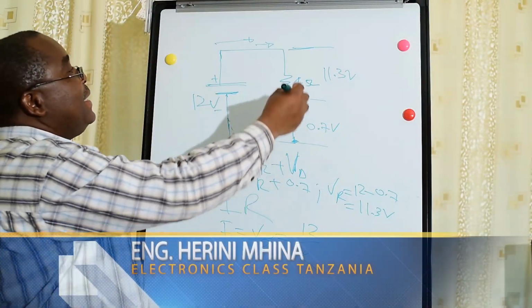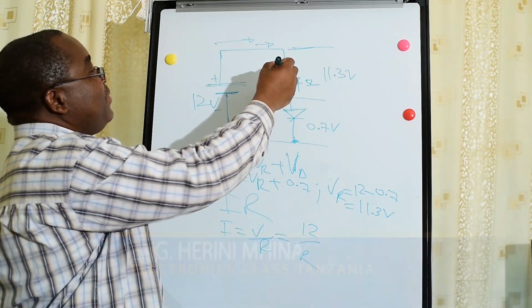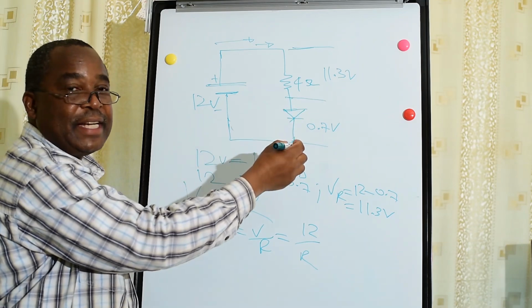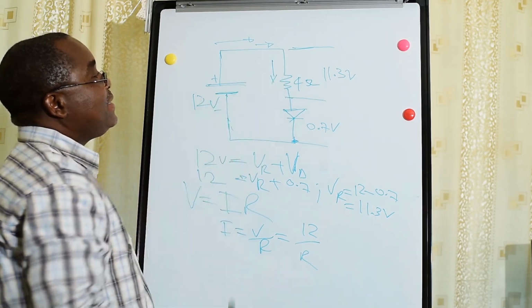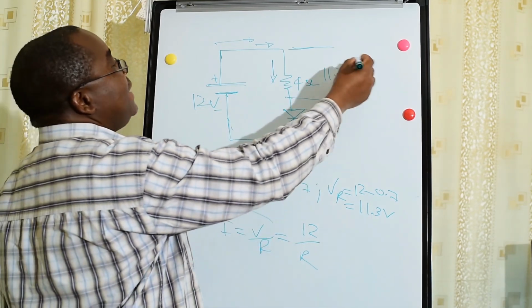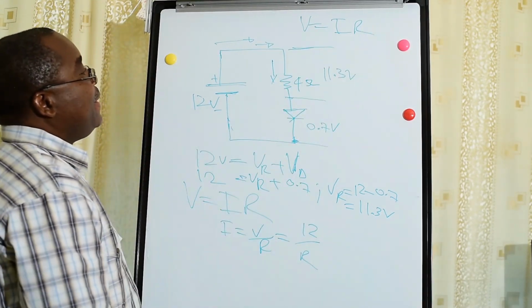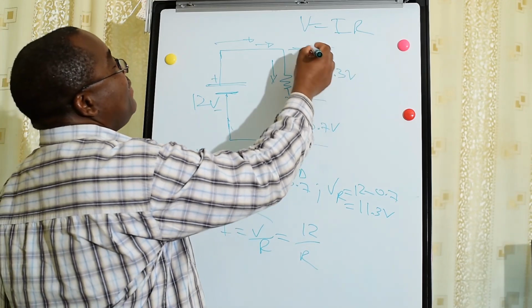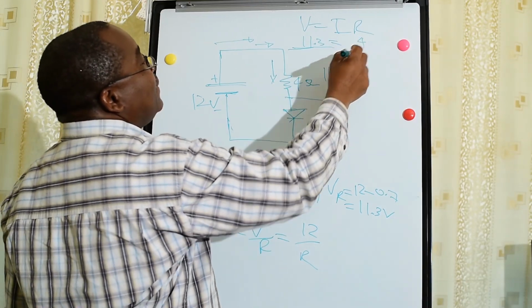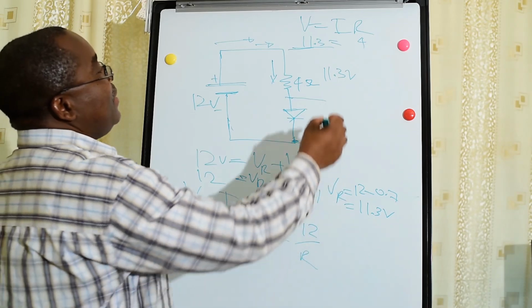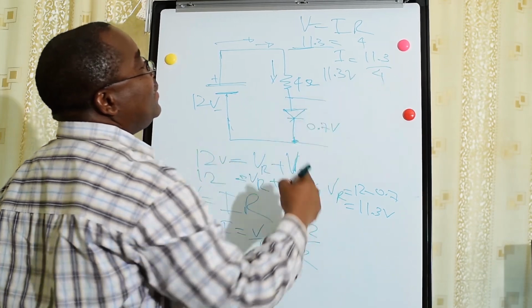In a series circuit, the current is the same. The current flows here will be the same with the current flows here. Current flows in the resistor is the same with the current flows in a diode. So we have to find a current here in a resistor. By a relation of V is equal to IR, the voltage here we have is 11.3. The resistor we have here is 4. That's the resistance. So our current I is equal to 11.3 over 4.